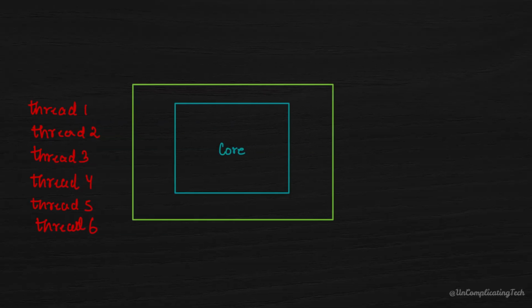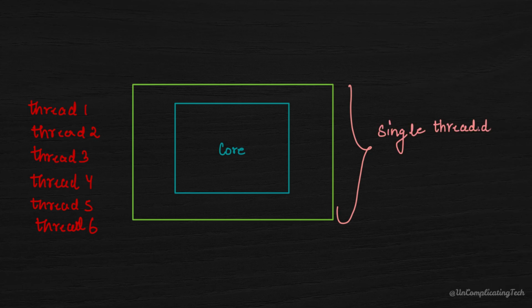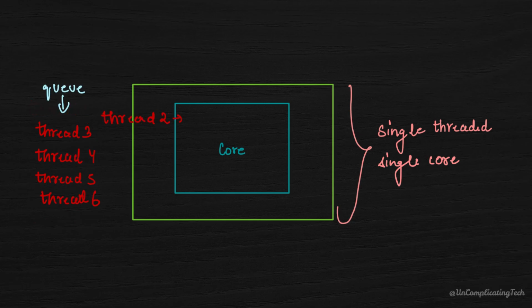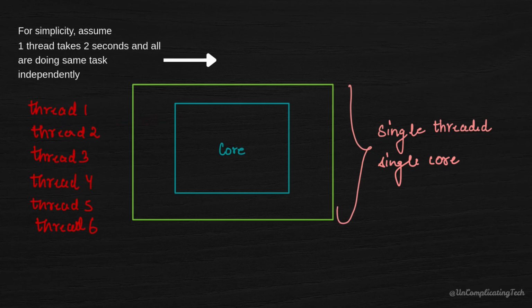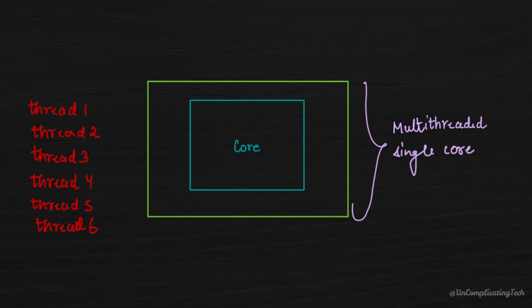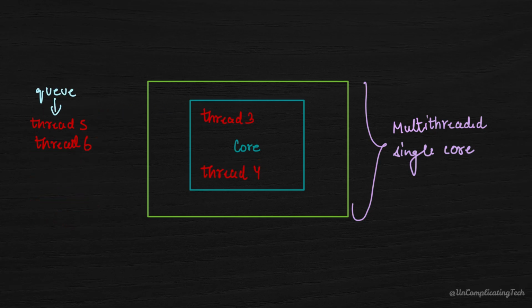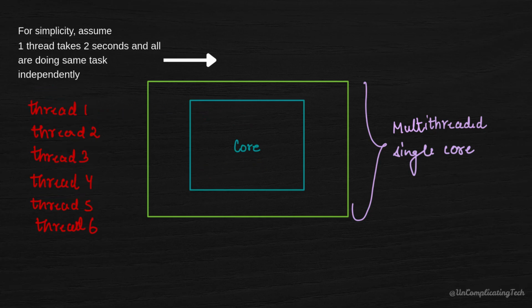So, imagine you have 6 threads. In a single threaded environment, that is, where only one thread is present, each thread runs one by one. So, assuming one thread takes 2 seconds to execute, they will take 12 seconds in total. But if there are 2 threads running at once, the time taken will drop to 6 seconds.